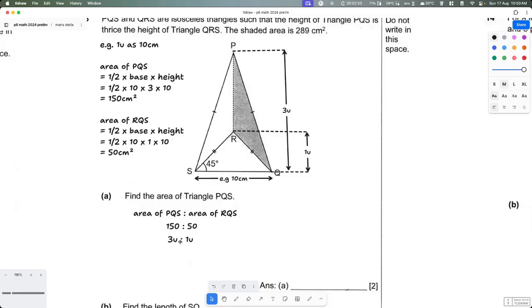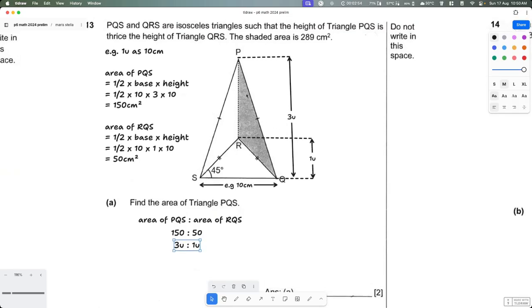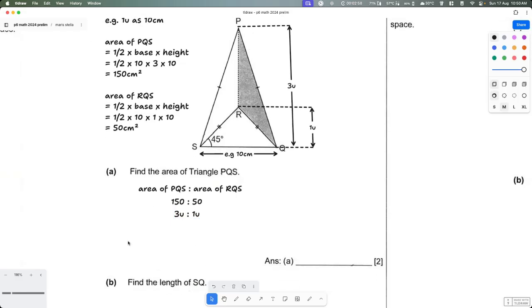So that's the example that we have, right? 3 units and 1 unit. So the thing is that this shaded area is half of the difference. So in this case, area of PQS, let me just copy this whole thing, minus area of RQS, in units is equal to 3 minus 1 equal to 2 units, right?